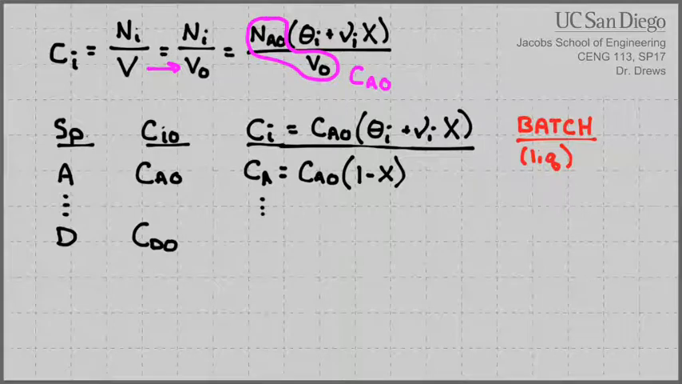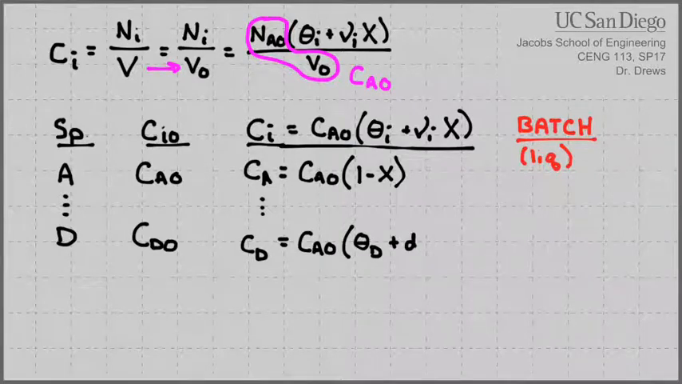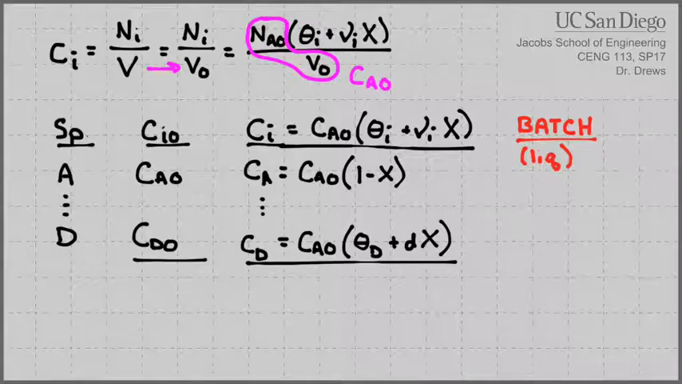Presumably you can write all of those down for the rest of them, and then C sub D is CA naught times whatever the theta sub D is. Typically that will be plus, see, I remembered this time, D times X. And we can still add things up because we haven't lost our mathematical ability to add things up.